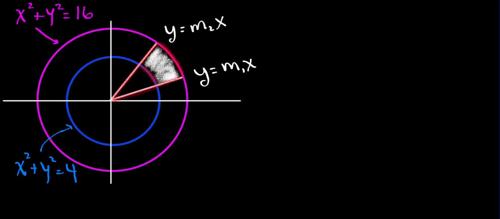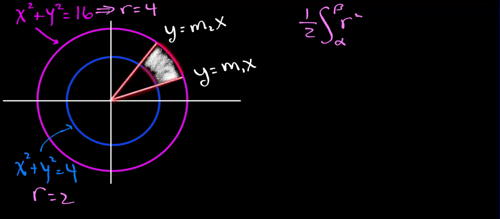Now, first of all, remember that this right here in polar would be r equals 4, and this down here in polar would be r equals 2. So we've got these polar functions. Remember, with polar, we integrate 1/2 from one angle, alpha, to the other, beta, of r squared d theta. That's how we integrate with polar. So what I need to do is figure out what r needs to be.